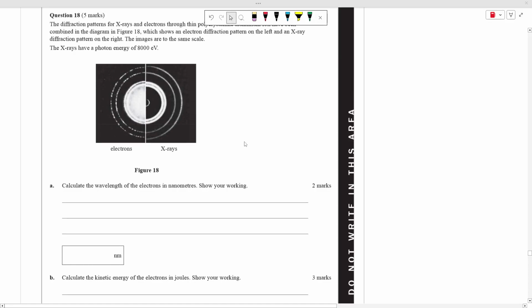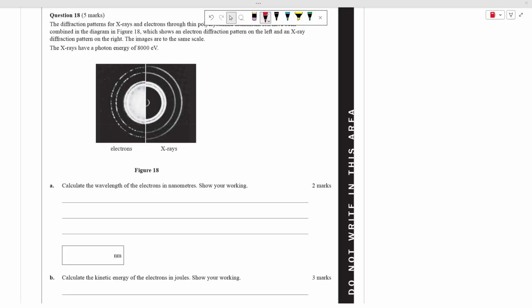Okay, wavelength of the electrons. Now, you can very clearly see that because the images are to the same scale, the spacing between the diffraction patterns for both electrons and X-rays are the same. So the photons have a particular energy, and we could work out their wavelength or their momentum from that. And then it would be true that because the spacing is the same, the electrons have the same momentum or wavelength. So I think we'll go the wavelength route.